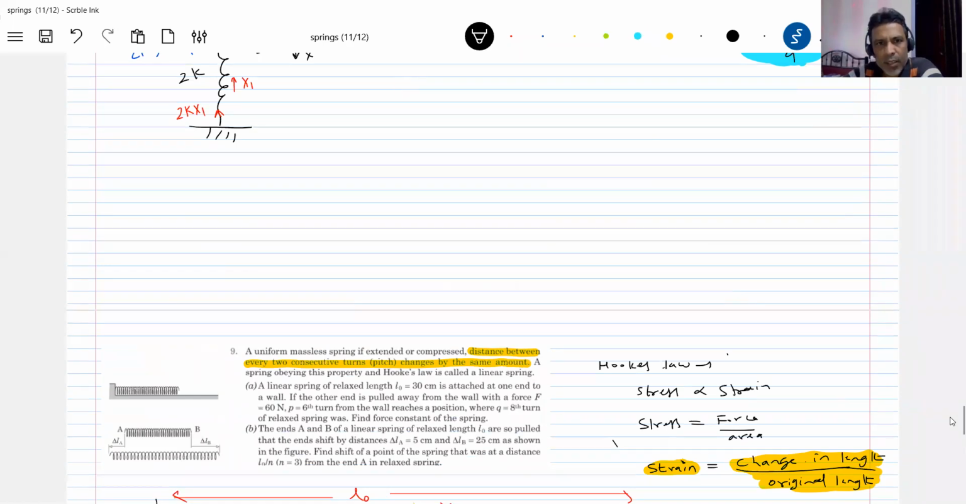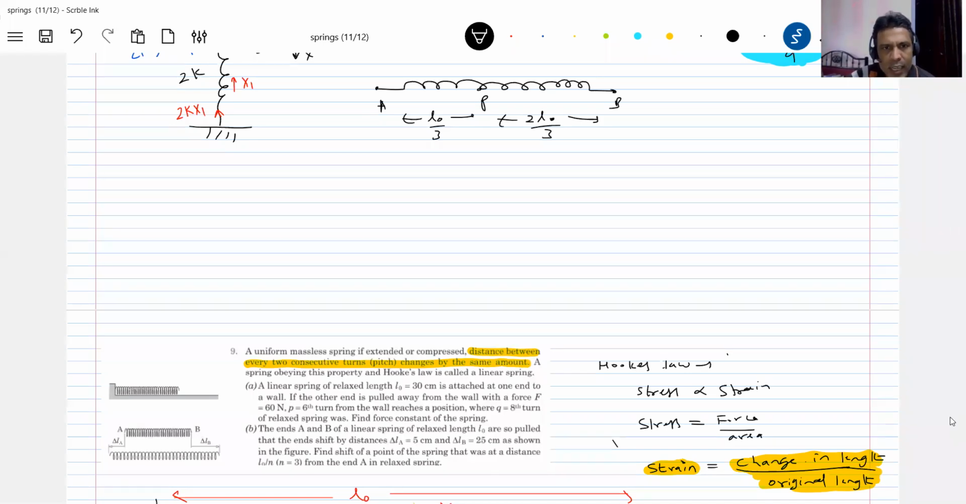And this is again one more very important piece of information which a student must have. See, before entering any numericals, you must have this one basic property. There's an end A and an end B, and there's a point P. So where is the point P? It is at a distance L naught by 3. Total length of the spring is how much? 2 L naught by 3. So the end A and end B are displaced by some distance. Are both having the same displacement? No.